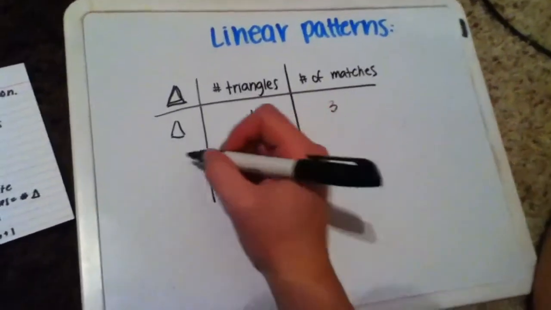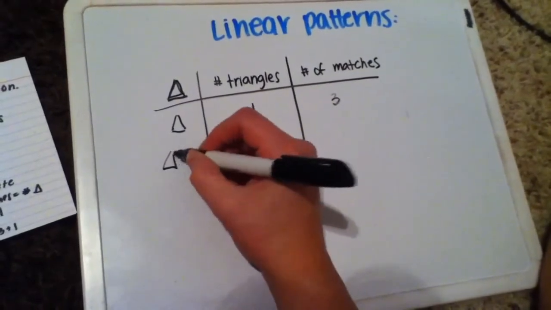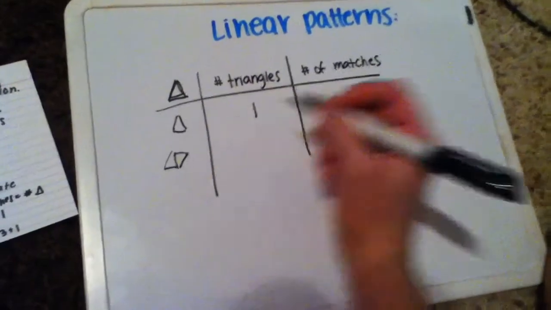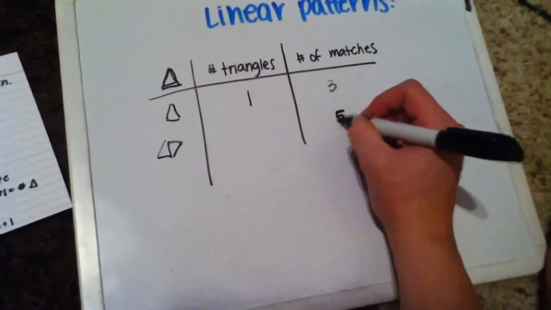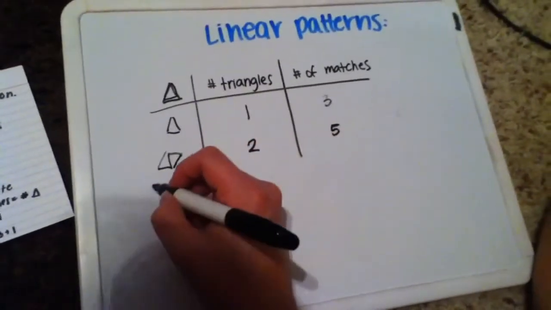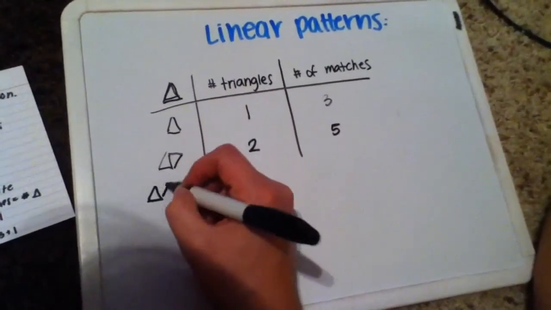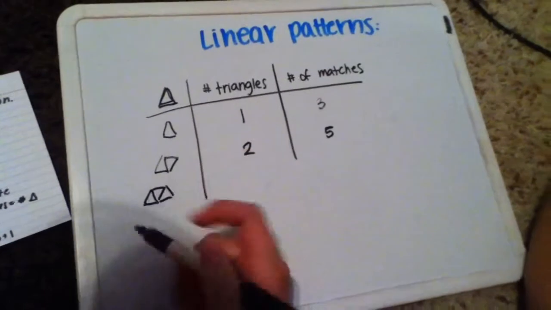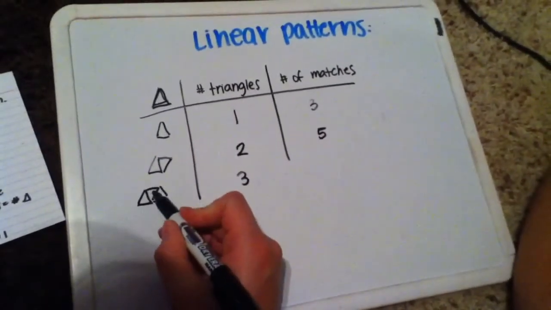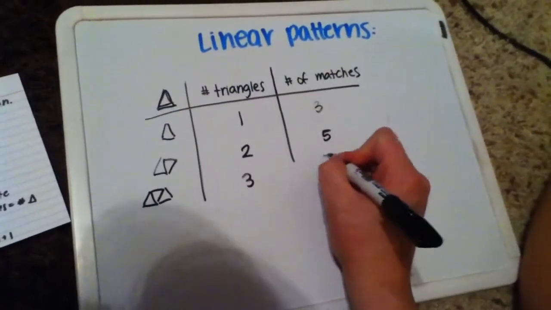Okay, now we're going to keep going. So we make the regular triangle, and then we're going to make another triangle. So we have 1, 2, 3, 4, 5 lines now, and 2 triangles. And we're going to try this one more time and see if we can see a pattern start to form. So we have 1, 2, 3. So now we can add up. There's 3 triangles now, and there's 1, 2, 3, 4, 5, 6, 7 matches.